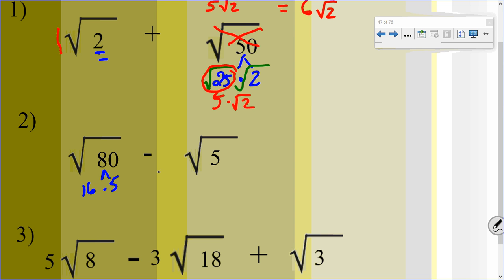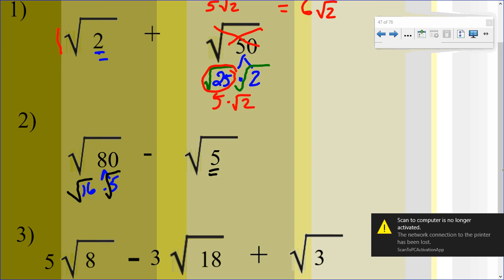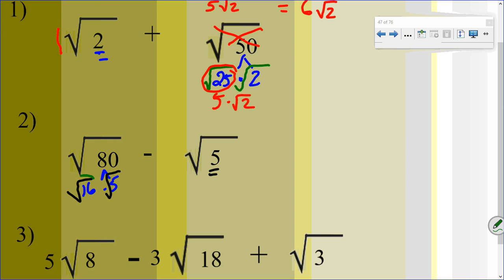16, by the way, happens to be a good number to choose because it's a perfect square. I know you could have said 8 times 10, but there was a 5 here, and I'm trying to get the same radicand here. So 5 is what I need, and 16 times 5 is 80. And since 16 has a square root around it, that's really 4, because the square root of 16 is 4. 4 radical 5. So really, what they could have done was, instead of writing radical 80, they should have written 4 radical 5 minus radical 5.